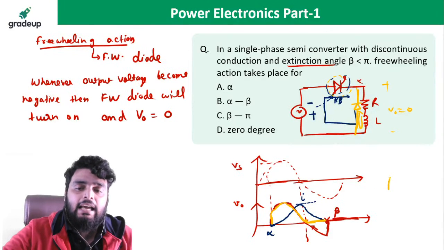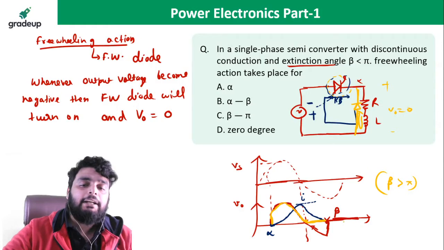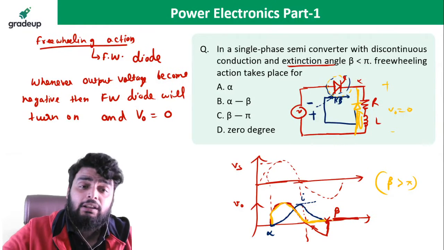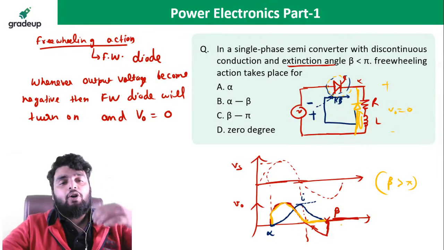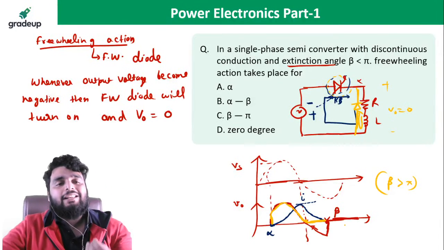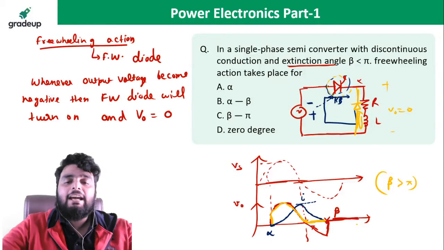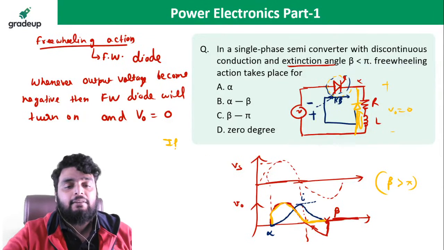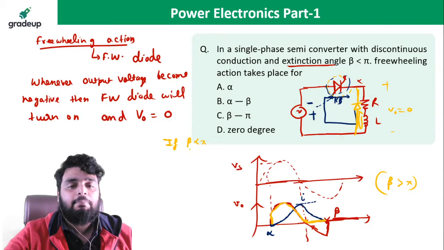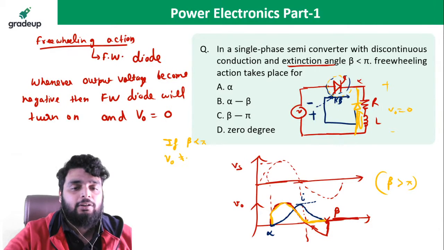So remember always one point: a freewheeling diode can only operate if your output voltage is negative, and one more point, if beta is greater than pi. If beta is greater than pi, then only your freewheeling diode will conduct. बिकॉज पाई के बाद ही तो आपका वोल्टेज नेगेटिव होना है, पाई से पहले तो आपका वोल्टेज नेगेटिव है ही नहीं. So if beta is less than pi, output voltage is greater than 0.